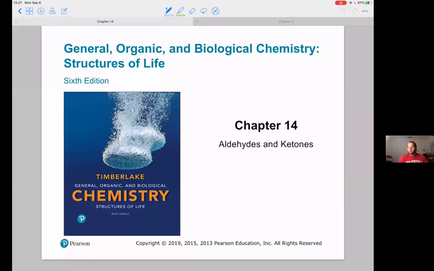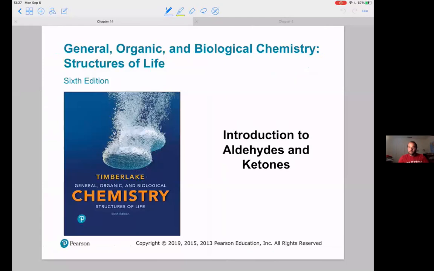We're going to learn the properties of it, so specifically like boiling point. And then we're going to learn a few reactions of aldehydes and ketones. So first, let's just introduce these two functional groups.